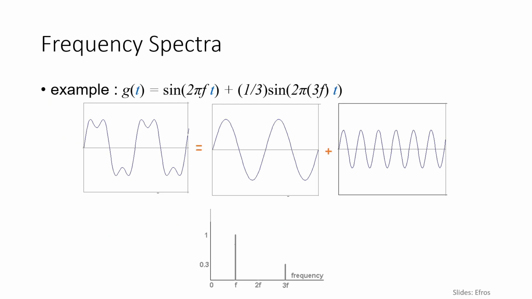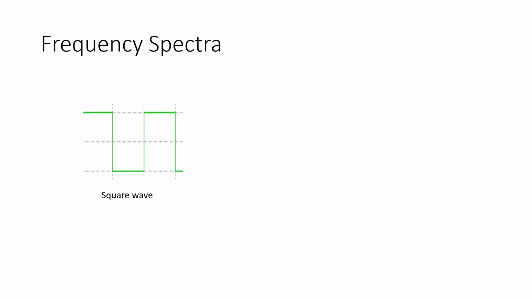Okay, so let's take a look at this example. Say this g(t) looks like this. It is sine of 2 pi f t plus 1/3 of sine of 2 pi 3f t. So it is a combination of this sine function and another sine function. And if we show its frequency domain, it will look like this. At f and 3f, there are responses. For other regions, there are none.